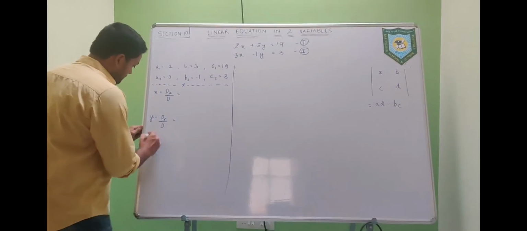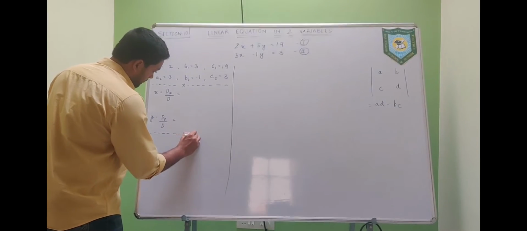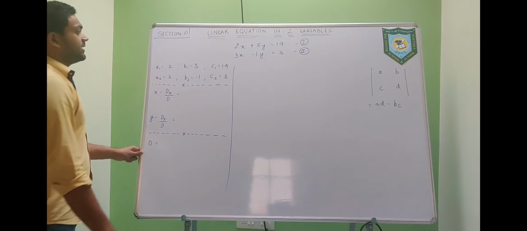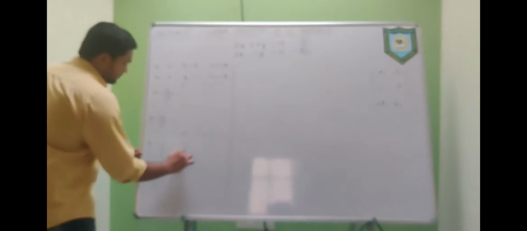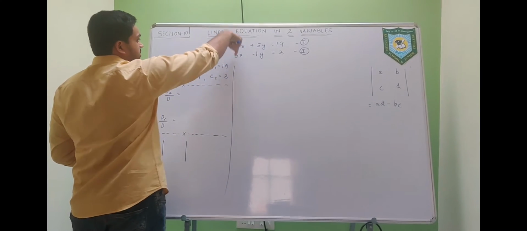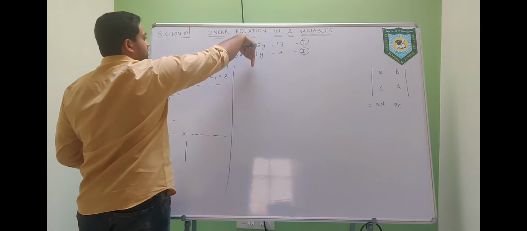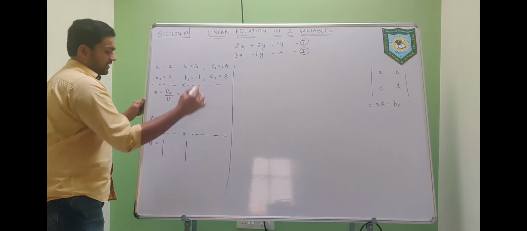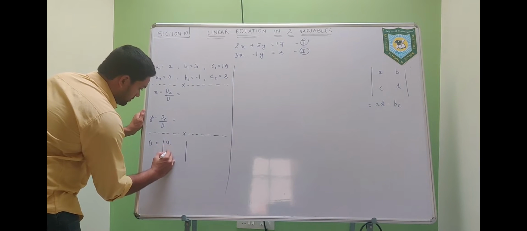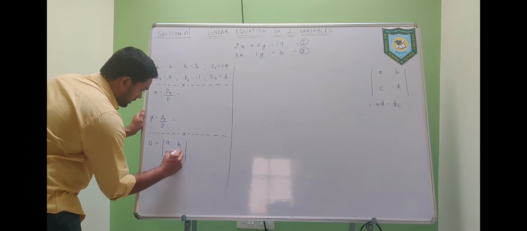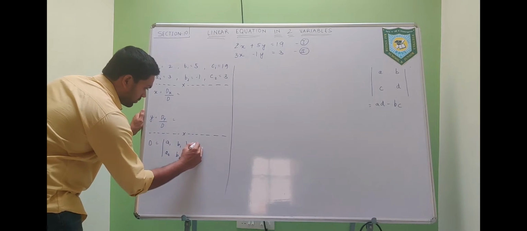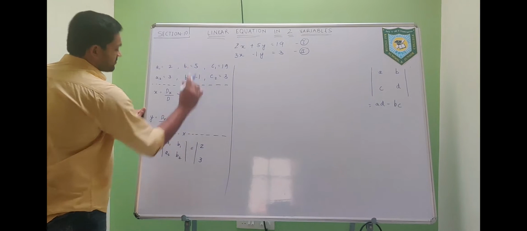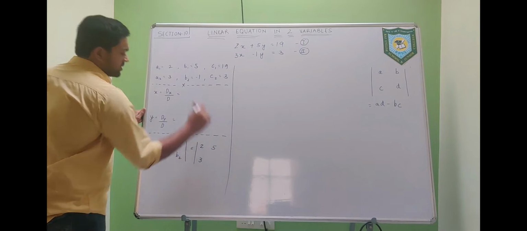So now, first we are going to find the value of capital D. Now capital D, as we know, we are going to enter this column of values and we are going to enter this column of values. So I want 2 and 3 and I want 5 and minus 1. So this is A1, A2, B1, B2. This is equal to, entering the values, 2, 3, B1 is 5, B2 is minus 1.